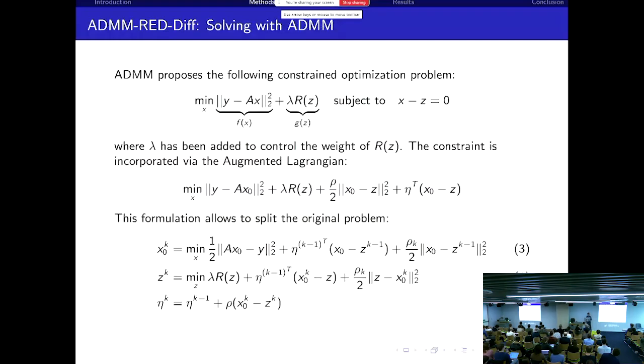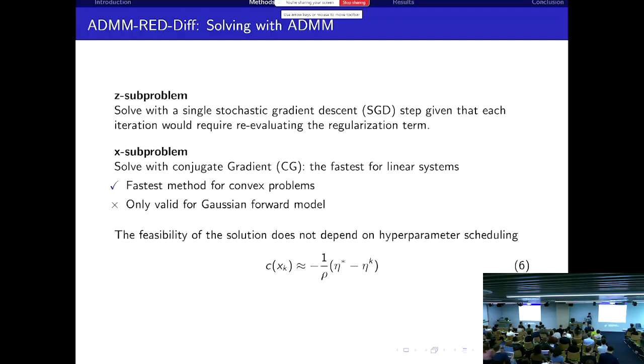Okay, so what we can do is split this problem using two primary variables and impose the constraint using the augmented Lagrangian. In this way, we can split it into three subproblems. The X subproblem, which is the one we are interested in, we solve with the conjugate gradient because it's the fastest for linear systems, for convex problems such as the one that we have for this X subproblem.